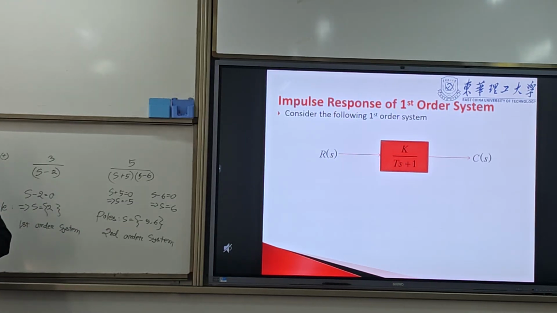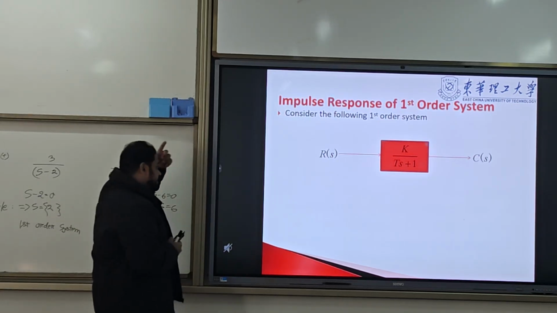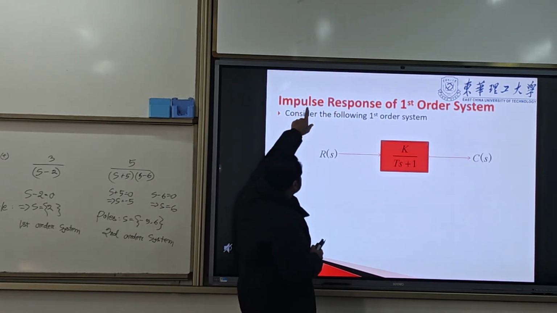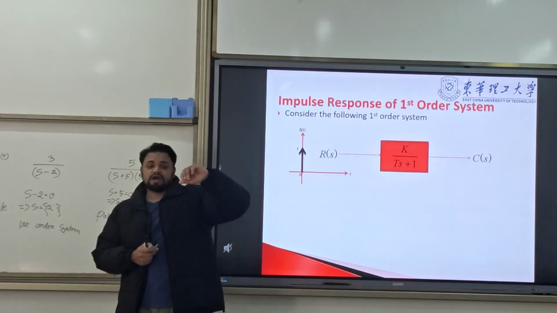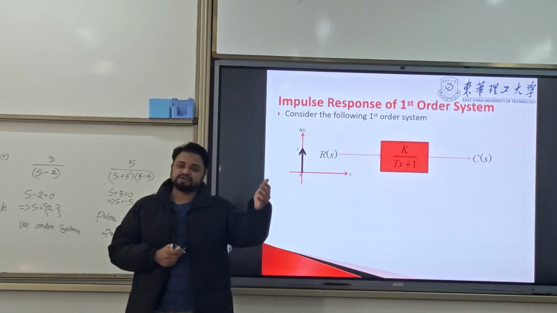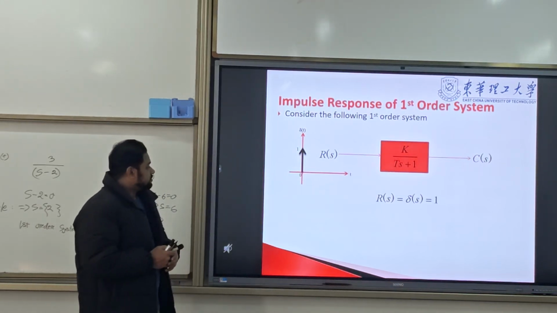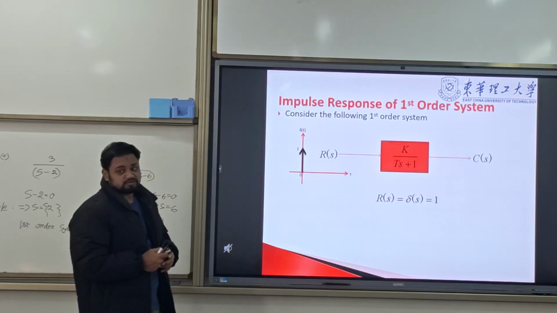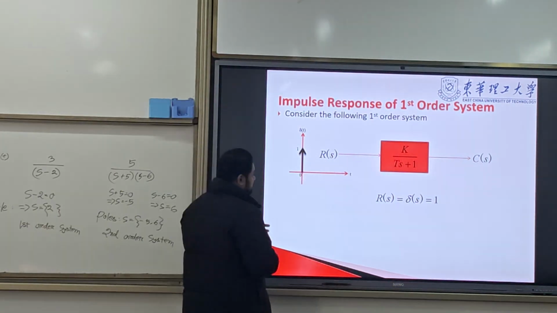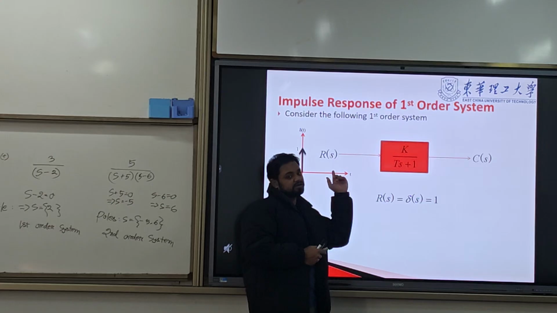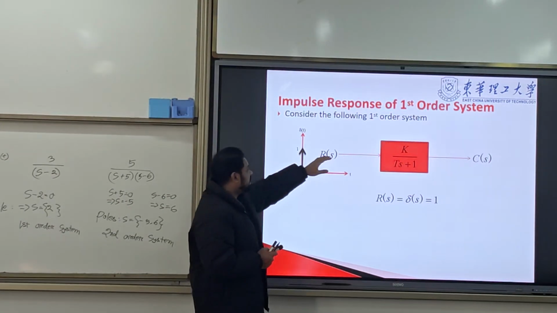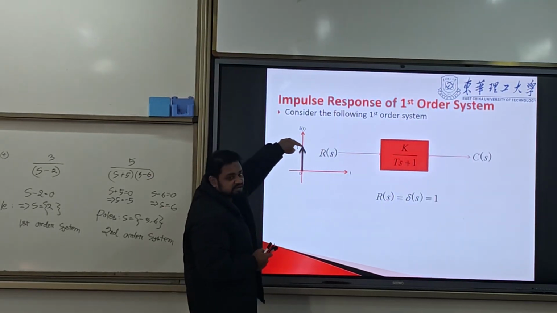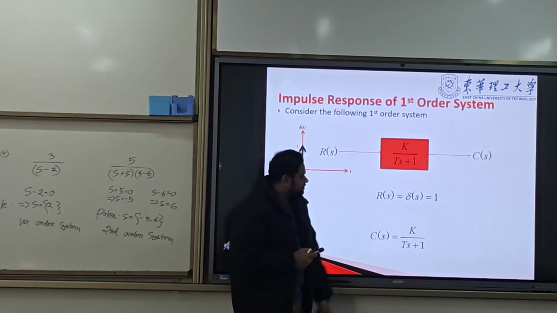Now consider the following first order system. Now we are considering that here we have an input. This input is an impulse input. So how will the system behave? What is the transient response? If we have an impulse as an input in this system, first of all you can convert this into the Laplace domain. It will give you 1, because we have a unit impulse signal. So it will give you the value of 1.